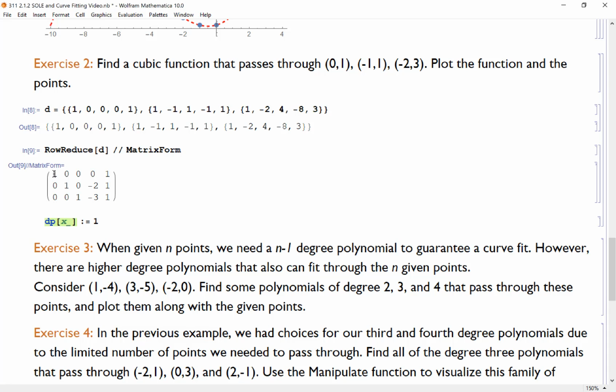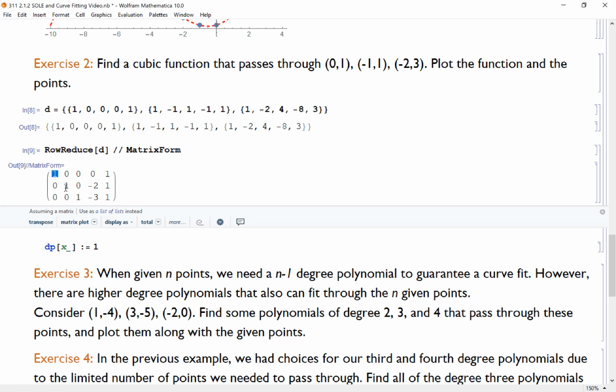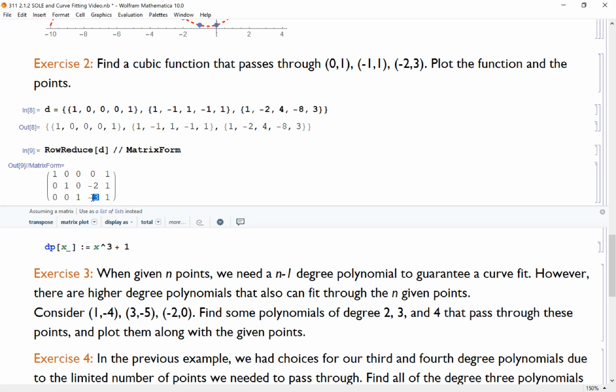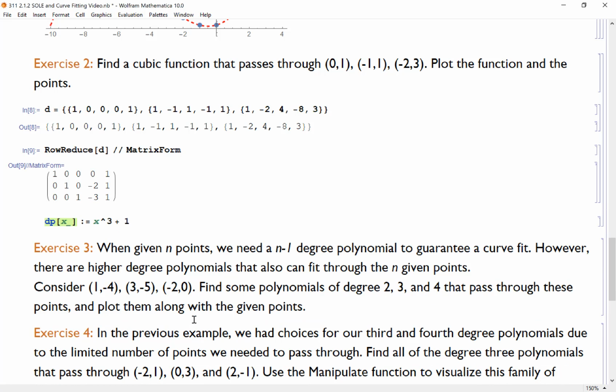See, this pivot 1 represents a sub 0, that's a sub 1, and that's a sub 2. We don't have anything that represents a sub 3. We're allowed to pick what a sub 3 is going to be. I'm going to let a sub 3 be 1, so I get x cubed plus, and then the others are determined from that. So you have to imagine, this is negative 3 times a sub 3. We said a sub 3 is 1, so that's negative 3, and then if I move this over, I end up with 4 for a sub 2.